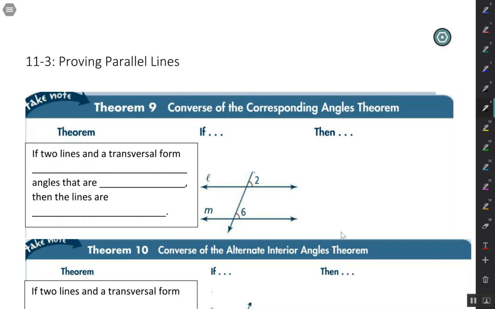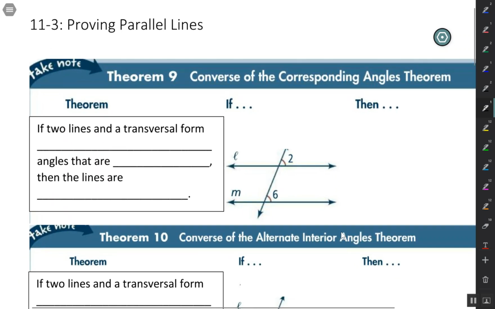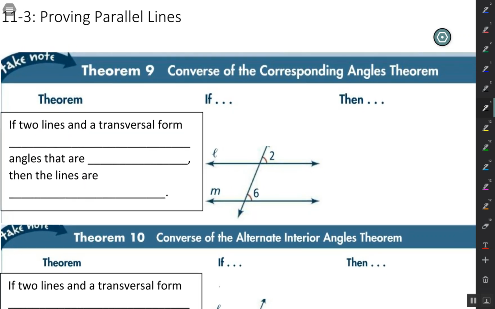Alright, welcome to a video from Math 1 looking at section 11.3 on proving parallel lines. So essentially this is the backwards section of section 11.2 where we talked about if you have two parallel lines intersected by a transversal, then you have all these different angles that are either congruent or supplementary. So this is the same idea, except we're writing it in the converse, which means we're flipping the hypothesis and the conclusion. Okay, so to begin with, we have the converse of the corresponding angles theorem.